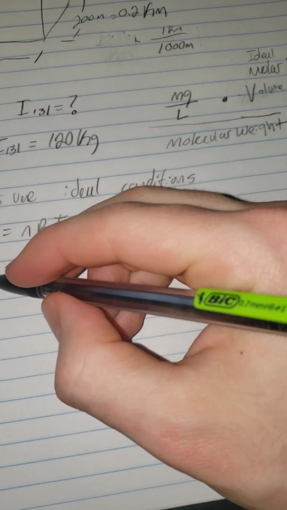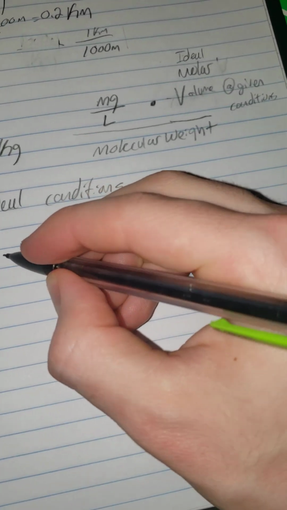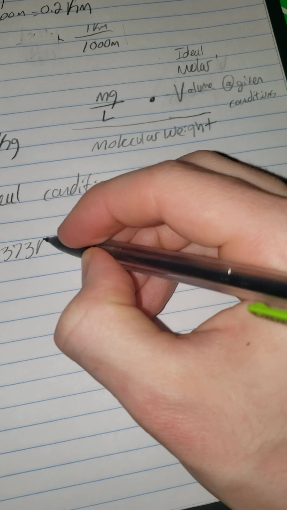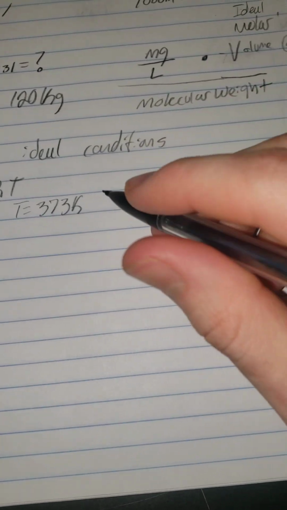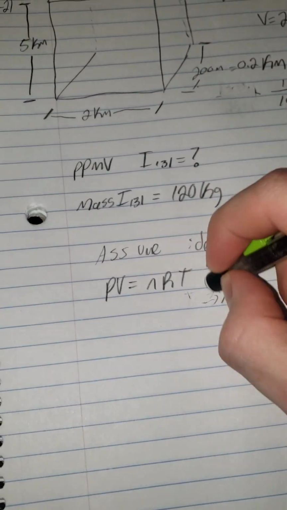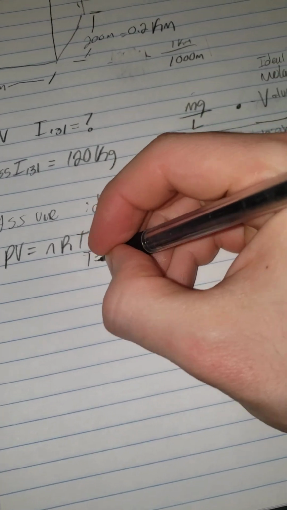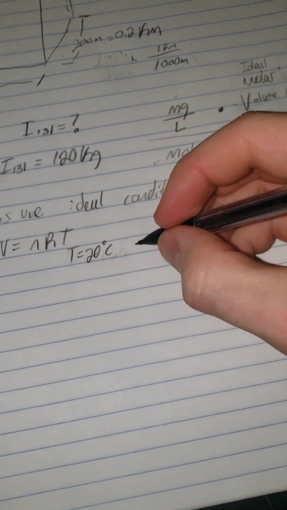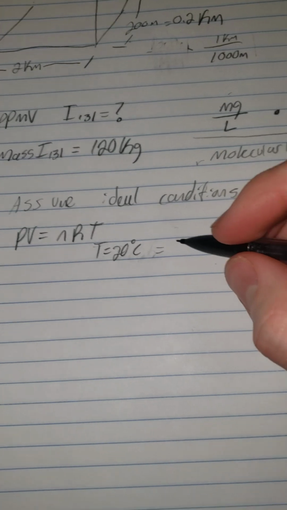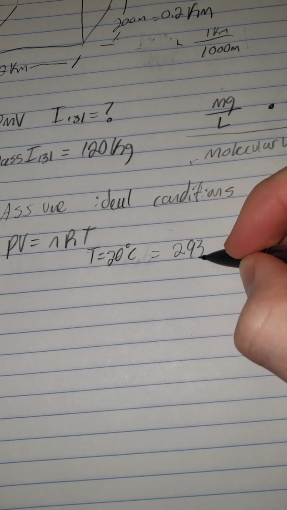So when you plug in, T is equal to 373 Kelvin, because Kelvin is Celsius plus 273.15, and it's at 100. Oh wait, no, it's not 373. So T is equal to 20 degrees Celsius, which equals 293 Kelvin.